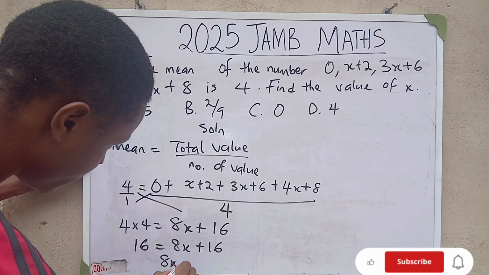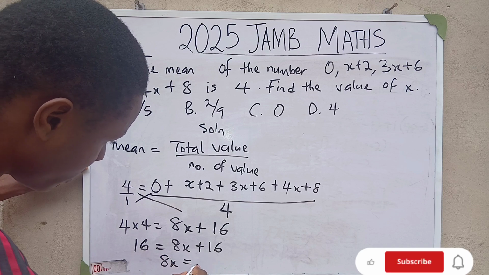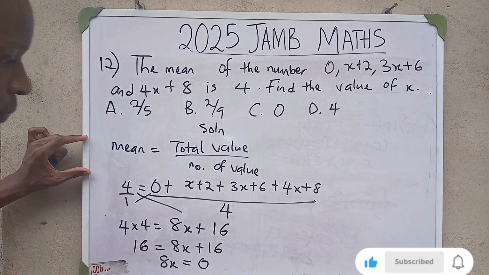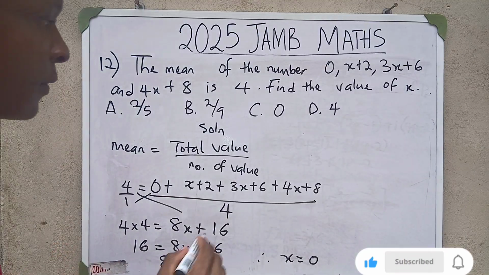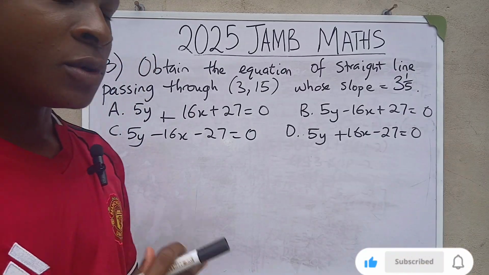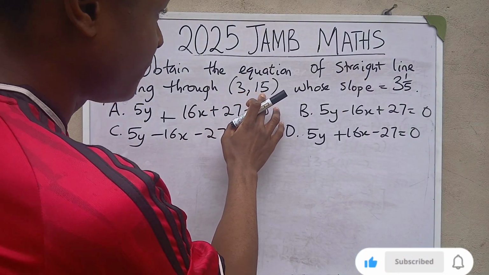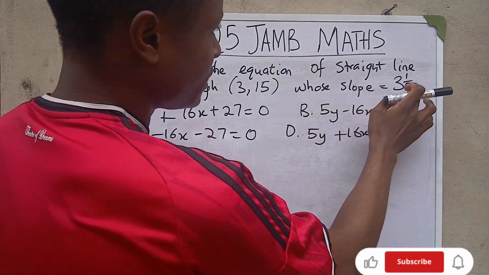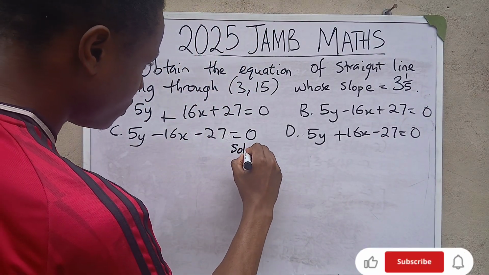So 8x, taking this to the other side, 8x is equal to 0. So therefore, x is equal to 0. So the value of x is 0. So question 13 says, obtain the equation of the straight line passing through (3, 15), whose slope is 3 whole number 1 over 5. So solution.